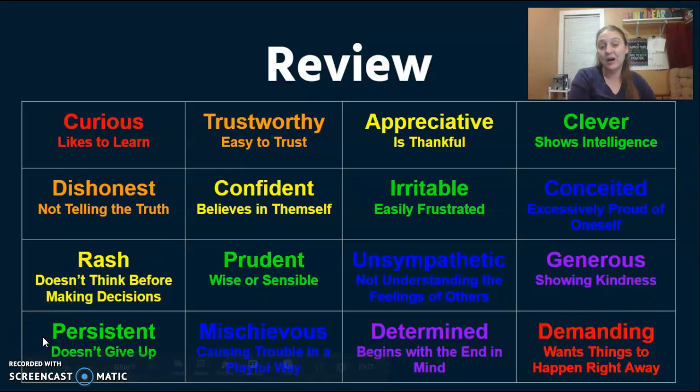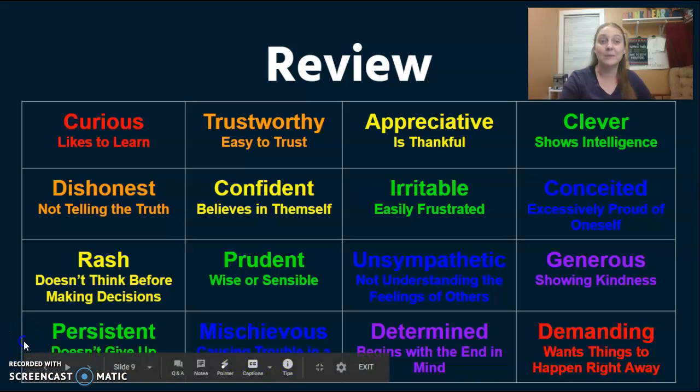Persistent, they don't give up. Mischievous, causing trouble, but kind of in a playful, almost innocent way. Determined, beginning with the end in mind, so setting a goal and working towards it. And then demanding, they want things to happen right away, or they want things to happen their way.